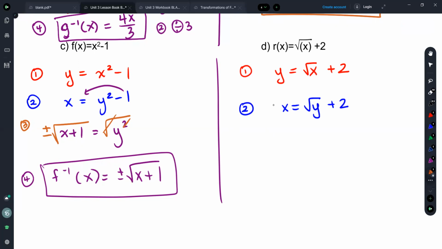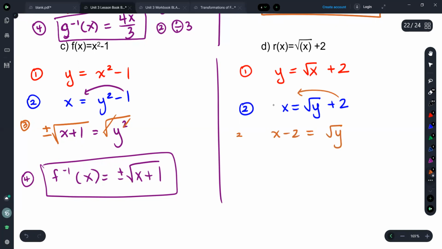So what moves first if I'm isolating for y? Chris? Okay, perfect. So x minus 2. And then I get rid of a square root by doing what? Okay, so I have to square it. Whatever I do to one side, I must do to the other. So I'll square both sides. These will cancel. And then we're going to be left with r inverse of x is equal to x minus 2 squared. You can just leave it in factored form. You don't have to expand it or anything like that.